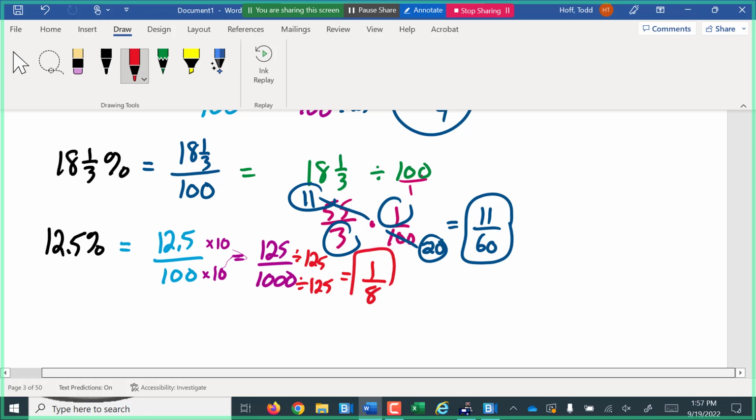Gives us 1 over 8. Or you could have divided by 5 a few different times, you'd still get to 1/8. So 12.5% is 1 out of 8. The good news is converting that percent into that fractional form or the ratio is probably the most difficult task in dealing with percents.